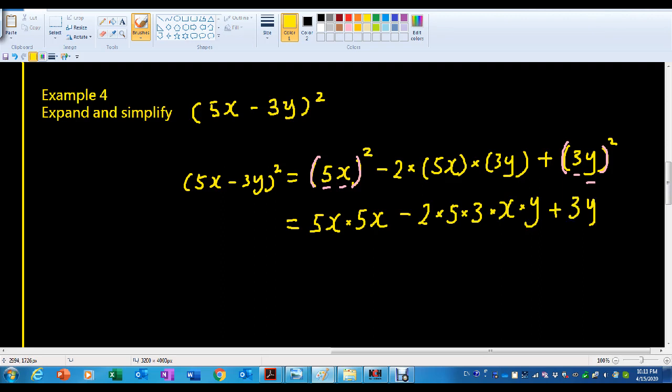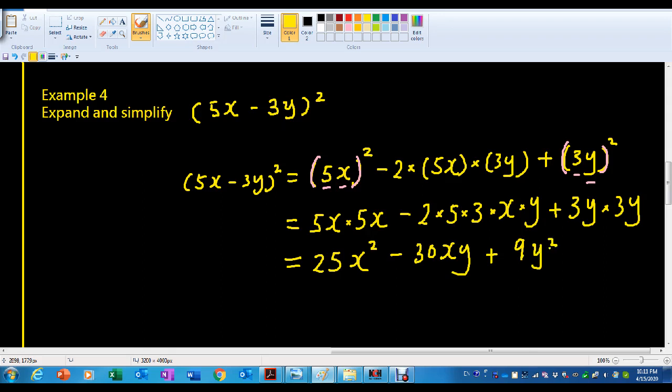So that's 3y times another 3y. 5x times 5x, what do you have? 25x. Are you getting this? No, you should have square. Okay, got 30xy. 9y squared. So that basically would be the answer and the working steps. Make sure you understand every step.